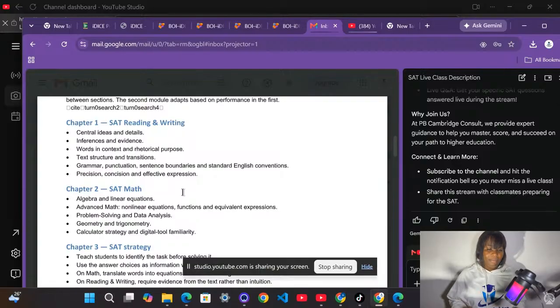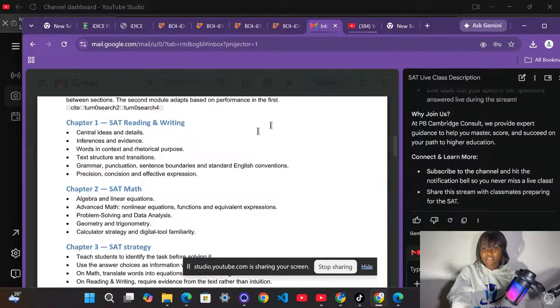So in the SAT maths, you're going to be tested on algebra and linear equations, advanced math, non-linear equations, functions, equivalent expressions. You're also going to be tested on problem solving and data analysis, geometry and trigonometry, calculator strategy, and digital tool familiarity. You're going to be tested on all these topics, and most of them are being treated in your high schools or secondary schools. So you have to pay attention to these things when you are in high school.